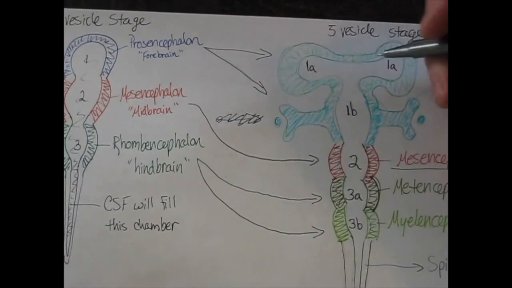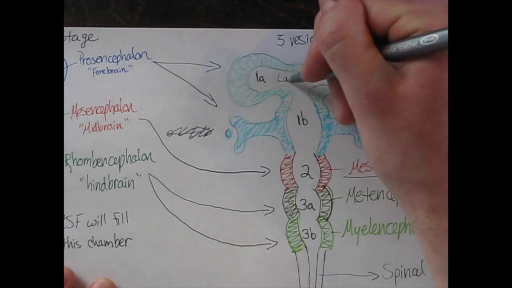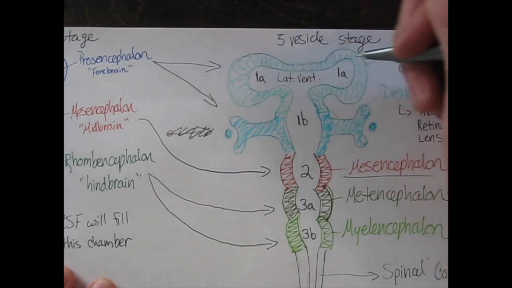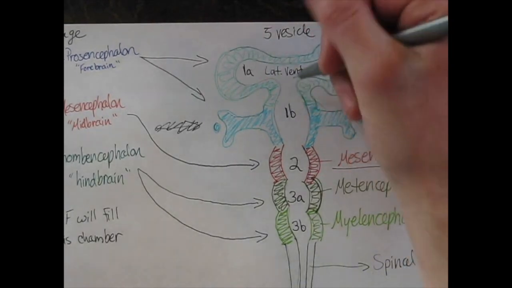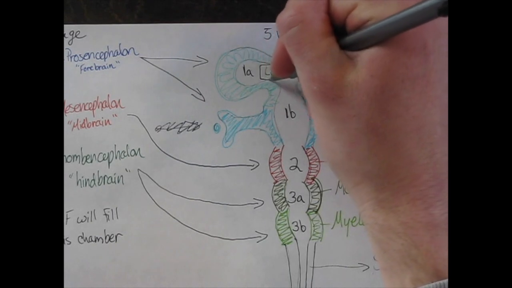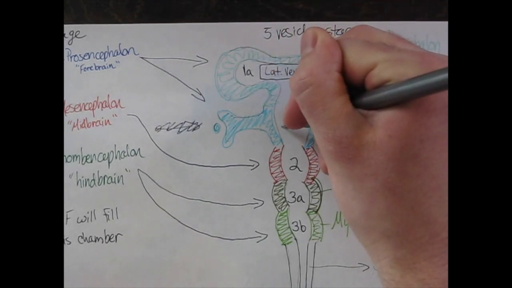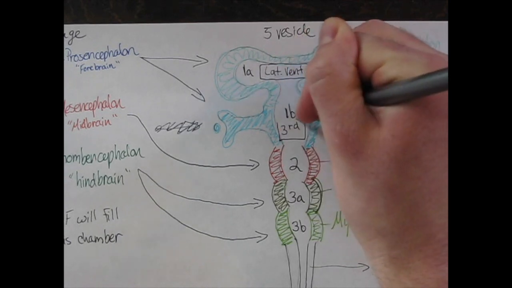Okay, moving on. So what are the inner chambers inside this tube going to become? They will become the ventricles in the adult. These 2 1A structures will become the 2 lateral ventricles, which technically are ventricle 1 and 2. It's just that left could be 1 or right could be 1, and that's why they didn't call them 1 and 2, and that's why it jumps to third. So it's lateral, lateral, then third.